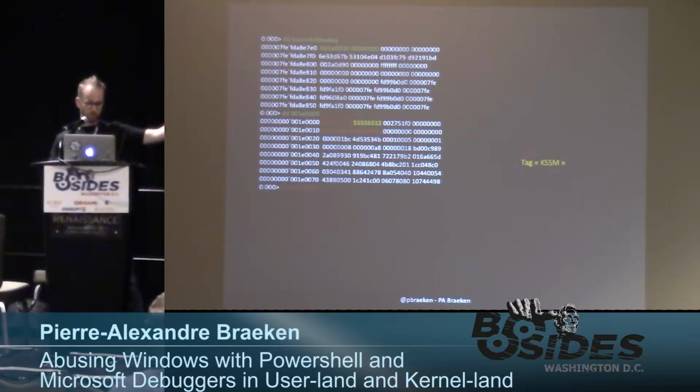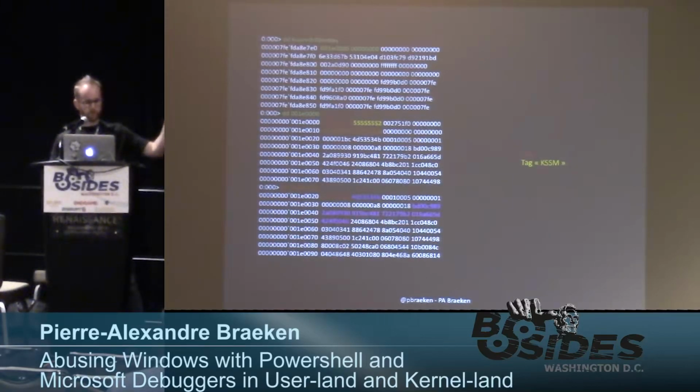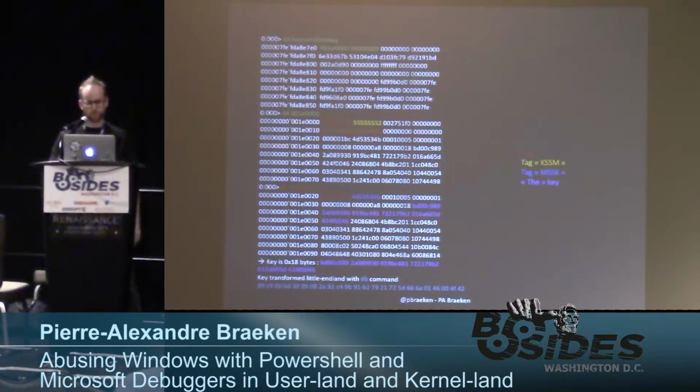Next information, you type this address, and you will get in red the size, in purple another tag, which is MSSK, and the key. And if you type db, it will be the little endian transformation for you. So it's interesting. So in blue, you have the key represented in bytes for you.